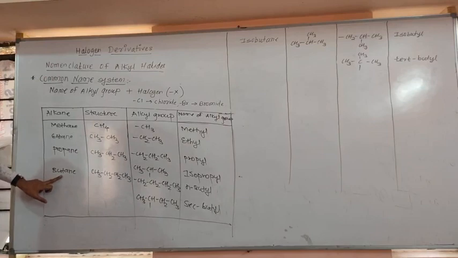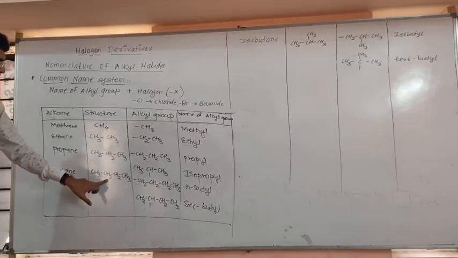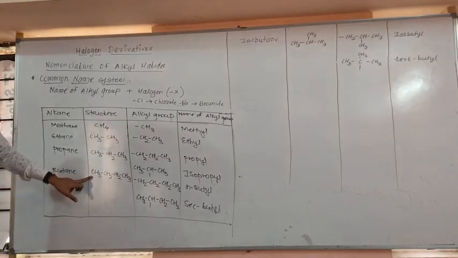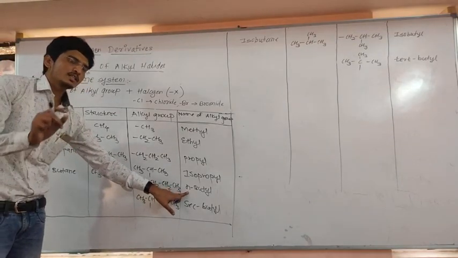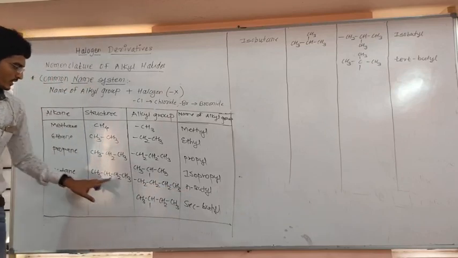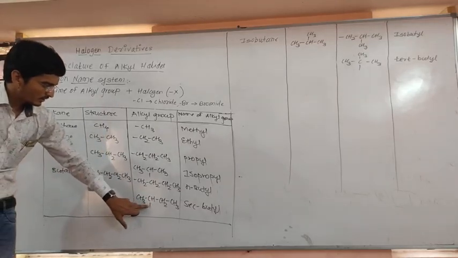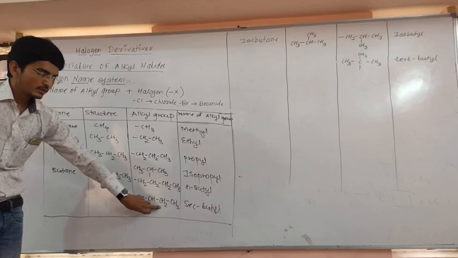Next hydrocarbon, butane, that is C4H10, having a straight chain structure CH3CH2CH2CH3. If you remove one terminal hydrogen, you will get the N-butyl group. N indicates that all the carbons are in the chain, that's why the word N is used here. If you remove a hydrogen from the second carbon, then this group is the secondary butyl group.